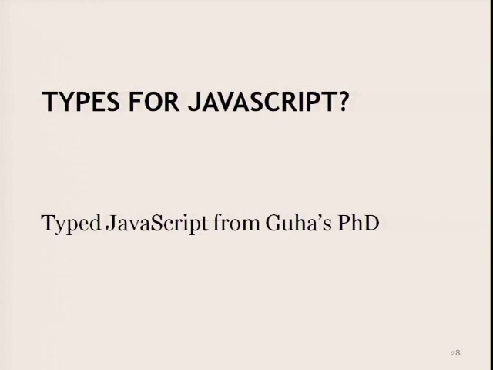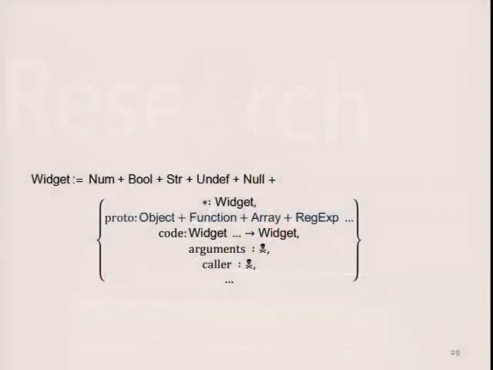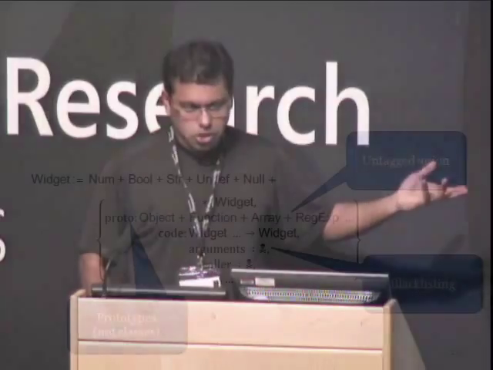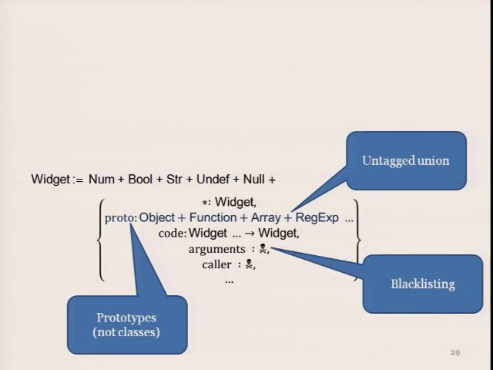Now, I'm talking about types for JavaScript. Where do these come from? These are actually from Arjun's thesis. So, for example, it has untagged unions in the type language. It's got this notion of blacklisting. It has prototypes rather than classes because that's what JavaScript has underneath.